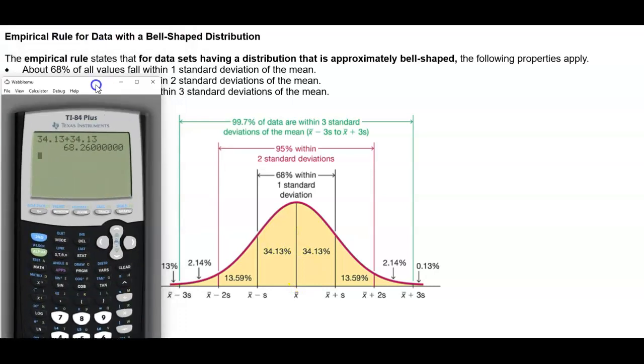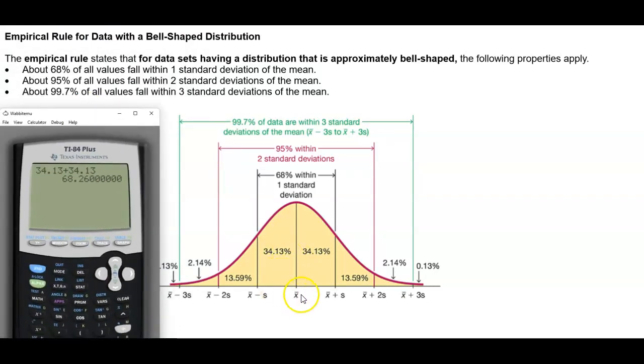Okay, now let's take a look at the next thing. Now, again, here's our sample mean. Now let's take a look at one further here. So if we take the sample mean and then add 2 standard deviations, or the sample mean minus 2 standard deviations, again, 95% of all those values fall within 2 standard deviations from the mean.